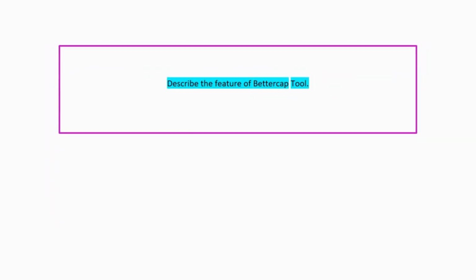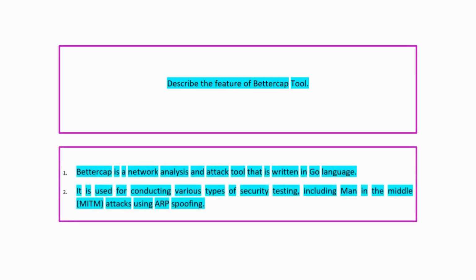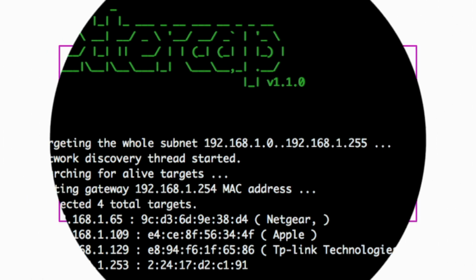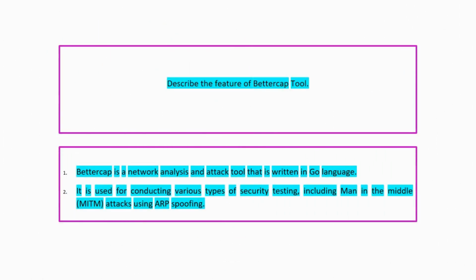Let us understand what are the features of the BetterCap tool. It is a network analysis tool written in Go language. It is used for conducting various types of security testing, including man-in-the-middle attack using ARP spoofing.